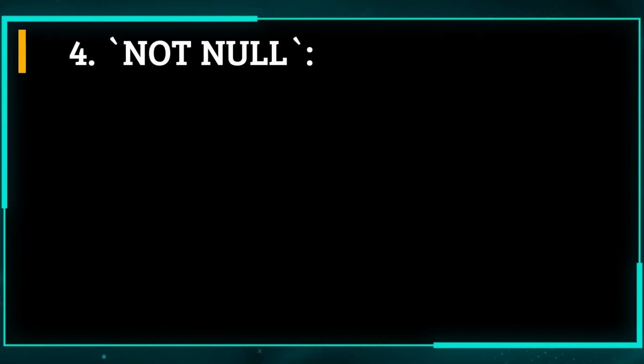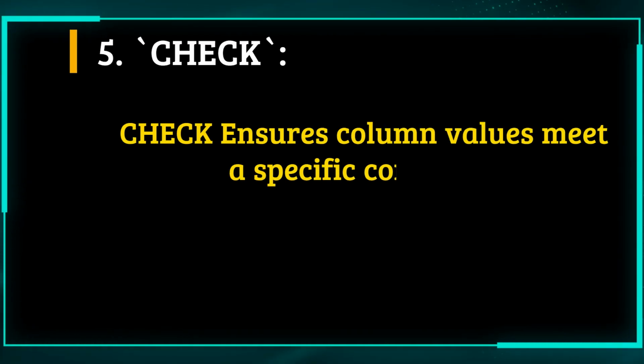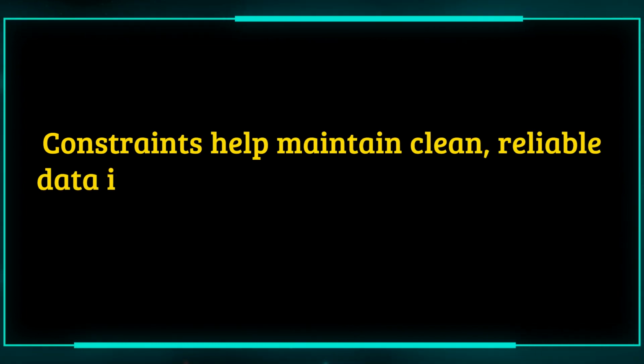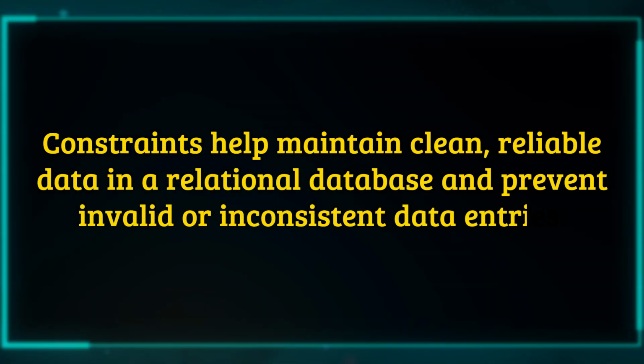4. Not null. Not null disallows null values. 5. Check. Check ensures column values meet a specific condition. Constraints help maintain clean, reliable data in a relational database and prevent invalid or inconsistent data entries.